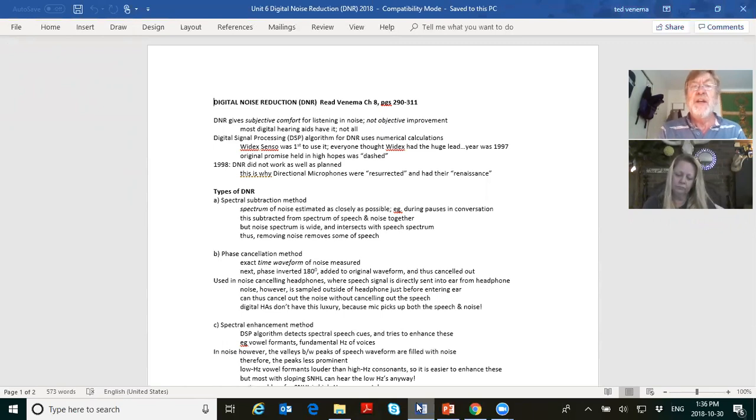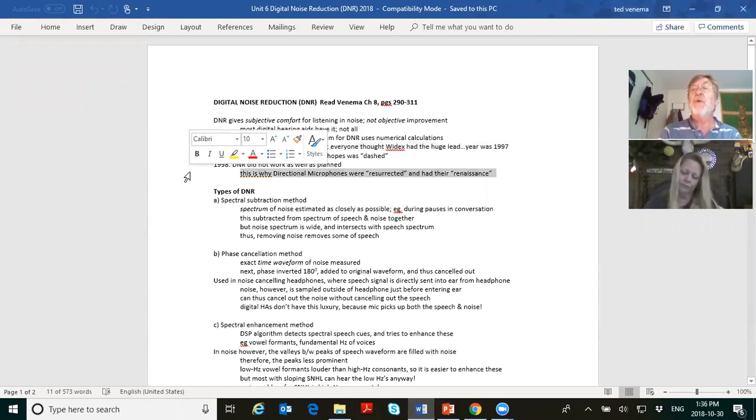What does it say in the next line? Digital signal processing, DSP, algorithm for digital noise reduction uses math. Numerical calculations. What else is new? I mean, that's what digital does. The Widex Senso was the very first company to use it. Everyone thought Widex had the huge lead. The year was 1997. The original promise, held in high hopes, was dashed. In 1998, it was shown that DNR, digital noise reduction, did not work as well as planned, and this is why directional microphones had their renaissance.